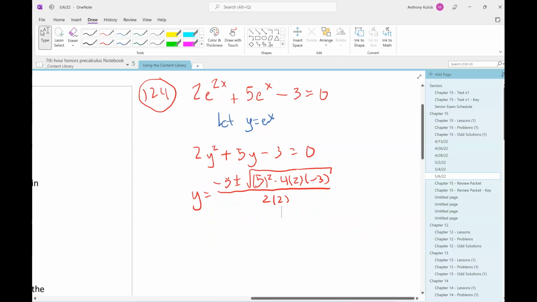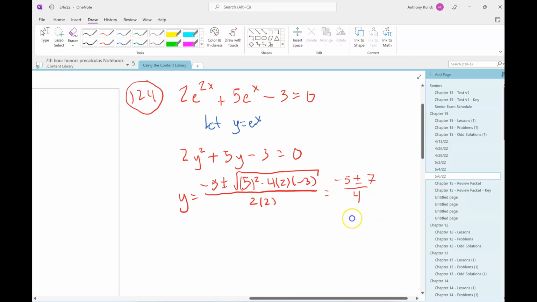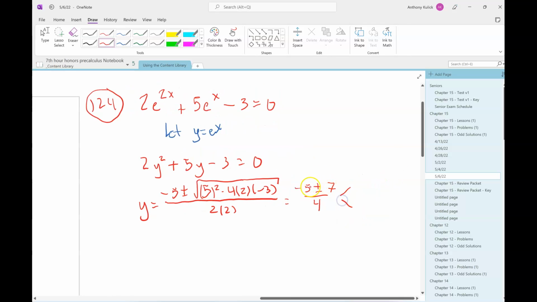All right, so we have 5 squared is 25 minus a negative 24, so that's 49. The square root of 49 is 7. So negative 5 minus 7 divided by 4 is negative 3. And negative 5 plus 7 divided by 4 is 1/2.